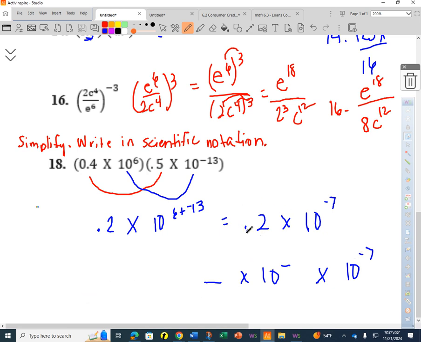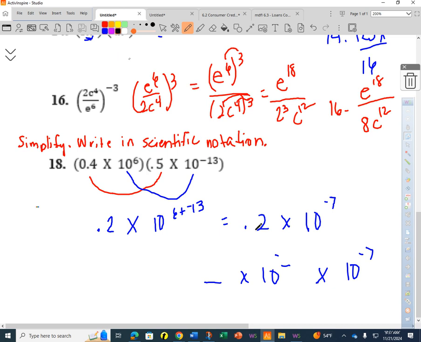So it is 0.2. First thing we want to determine: is this going to be a positive or a negative exponent? And then we'll figure out what the exponent is. Is 0.2 less than or greater than 1? 0.2 is 2 tenths, right? It's less than 1. So if we have an expression that's less than 1, we want to write in scientific notation, that has to be a negative exponent. Less than 1 has a negative exponent. Greater than 1 has a positive exponent.